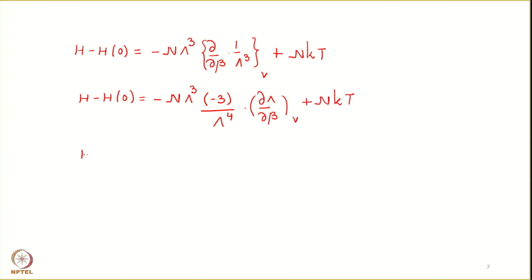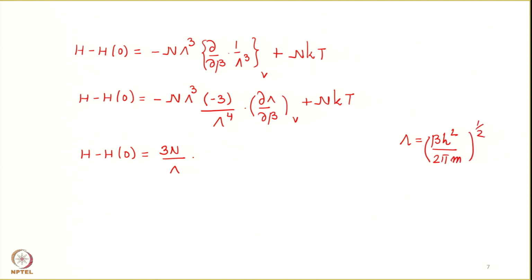What do we have now? H minus H0 is equal to 3n by lambda into, what is lambda? Lambda is equal to beta h square by 2 pi m, square root.